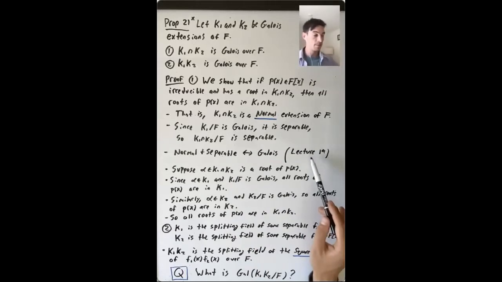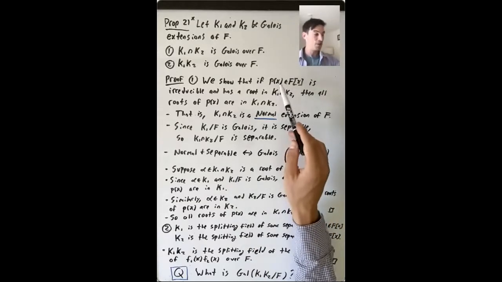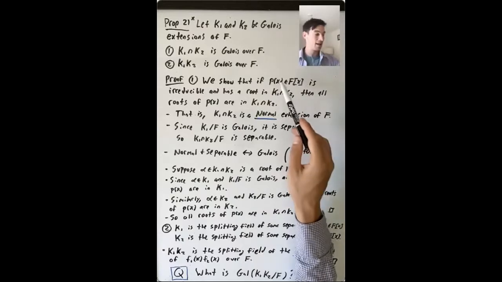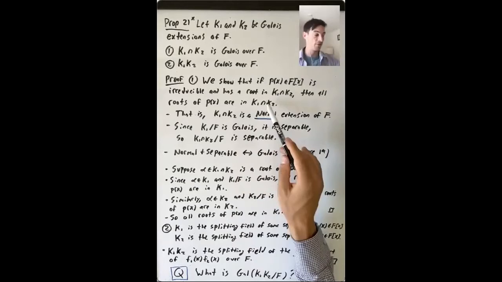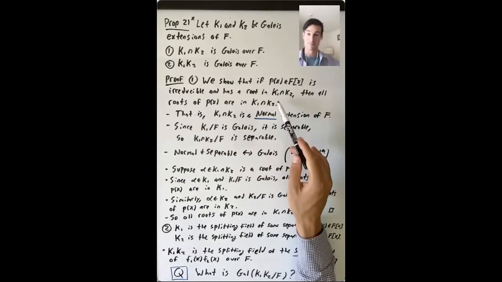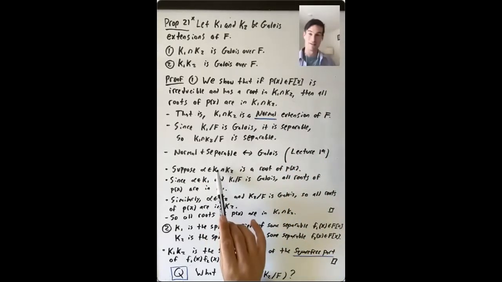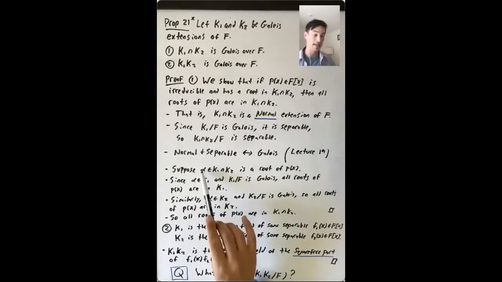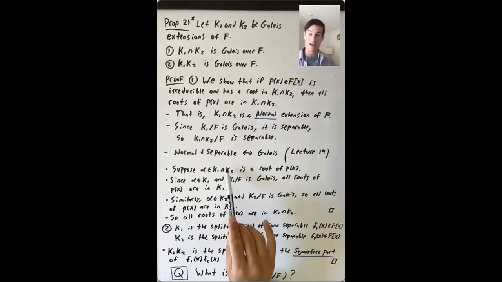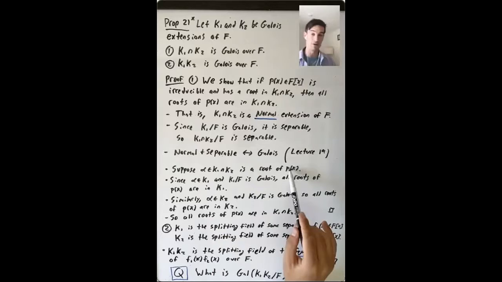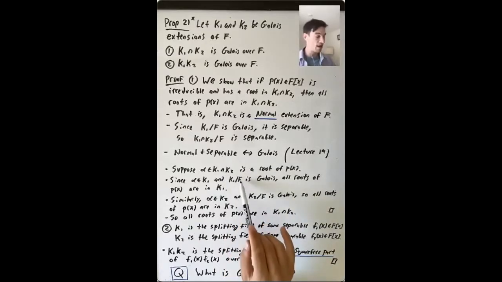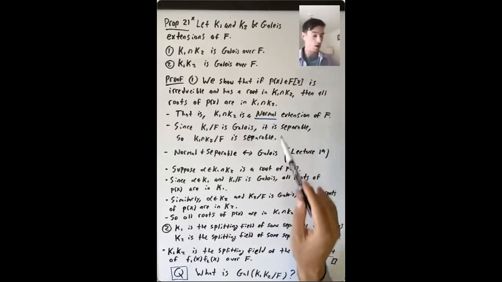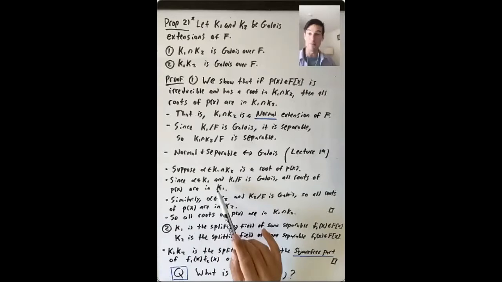Okay, so all we have to do is show that if you have an irreducible polynomial in F bracket x that has a root in K1 intersect K2, then all of the roots are in K1 intersect K2. So let's name a root of this irreducible polynomial, let's say alpha in K1 intersect K2. It's a root of this irreducible polynomial P of x. All right, so alpha is in K1, certainly, because it's in K1 intersect K2. And K1 over F is Galois, so it's normal.